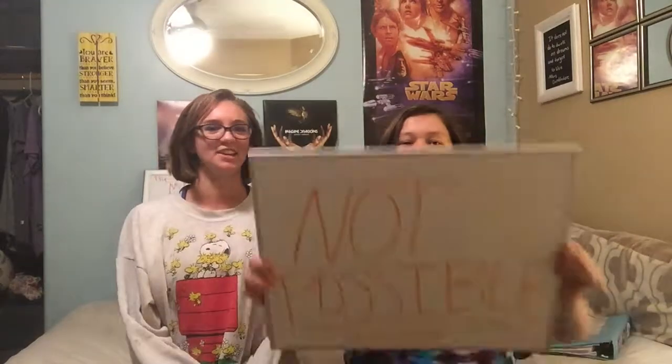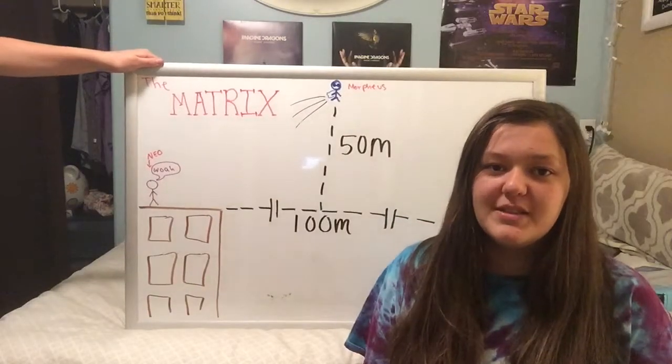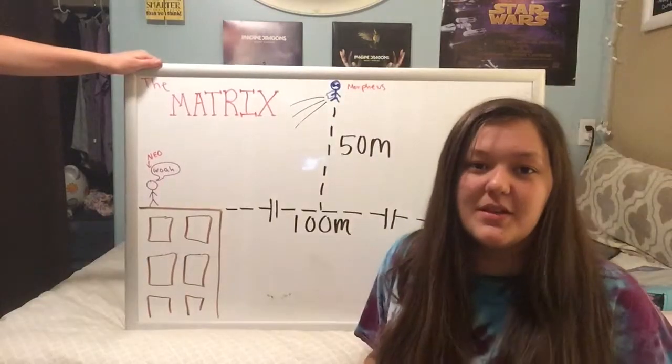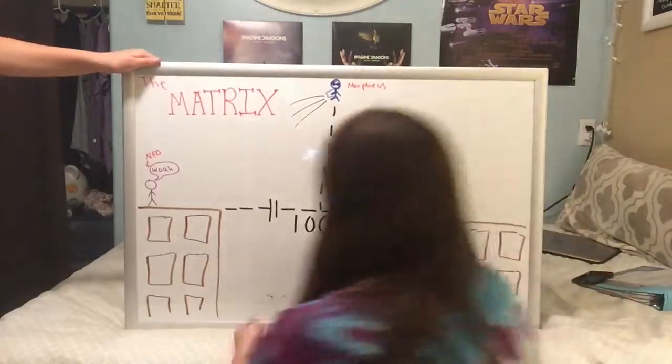Whoa. Even though this is science fiction, we're still going to analyze it, because that is not possible. In that clip, we can see that Morpheus, right here, jumped for about 5 seconds total.